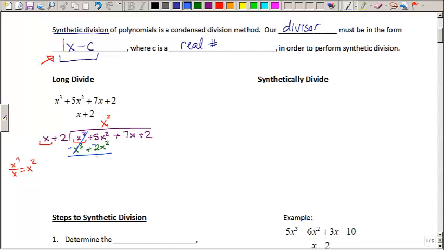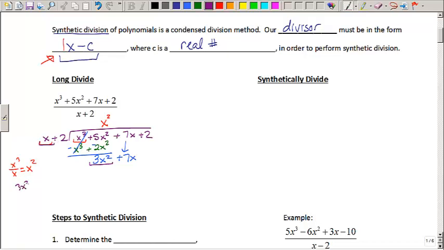5x squared minus 2x squared is 3x squared. We're going to drop down the 7x and repeat. I can't take 3x squared plus 7x and divide it by x plus 2. I just don't know how to do that. So instead, I'm going to take the first term divided by the first term. And that'll be enough information for me to at least get to my next step.